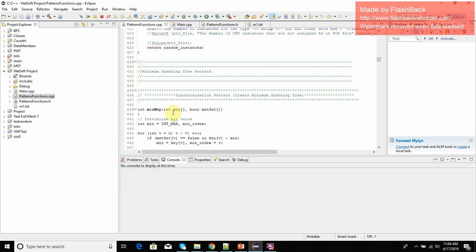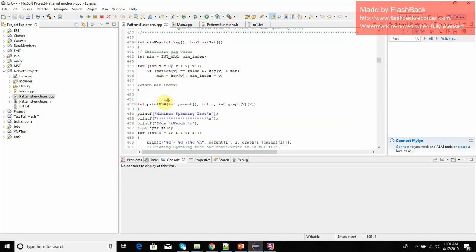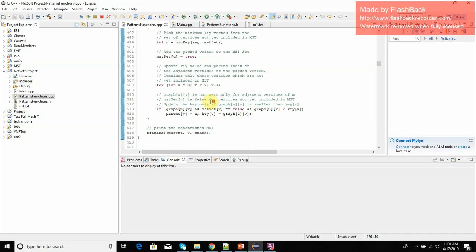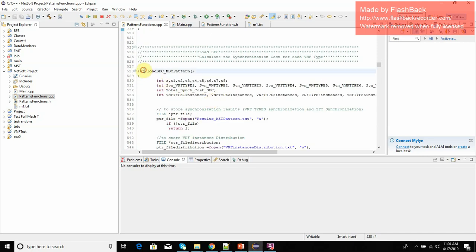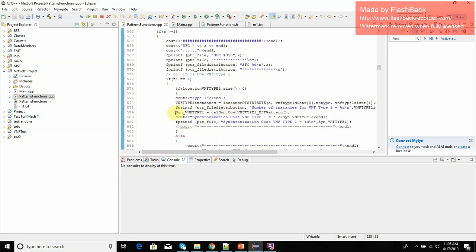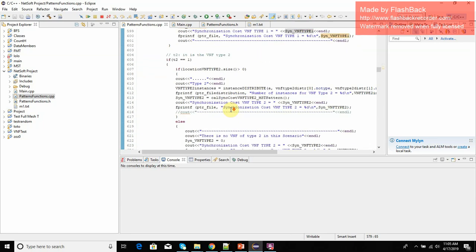This function gets the minimum spanning tree pattern using Prim's minimum spanning tree algorithm. After that, we have the function that is responsible for calling the distribution function to assign the VNF instances for each type. Then we calculate the synchronization cost for each VNF type. For example, for synchronization of VNF type 1, this function will be called to calculate the synchronization cost for VNF type 1.